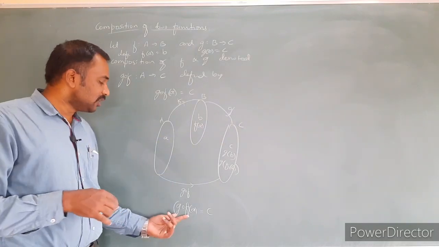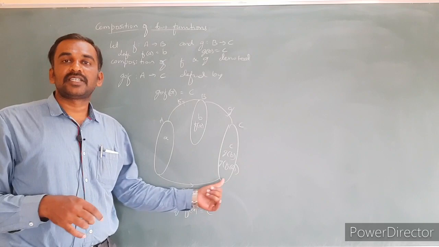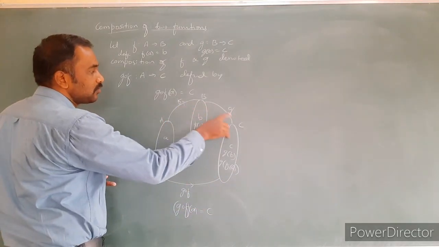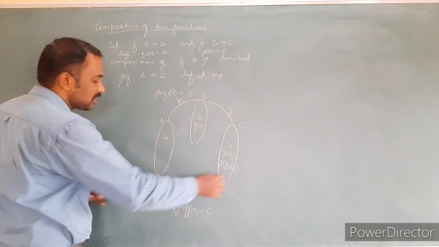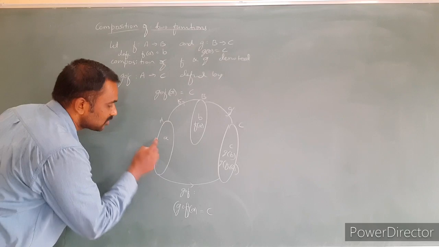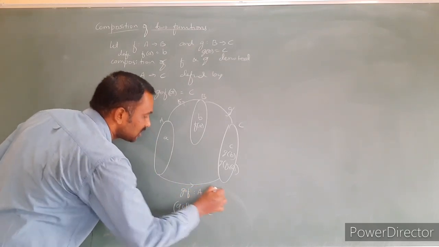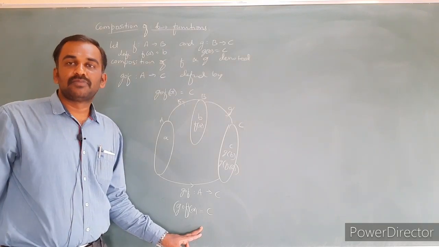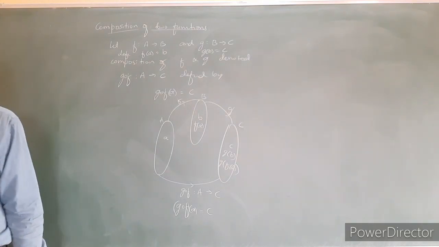But right now, G circle F is a single function. Here observe that this is the domain and this is the codomain. For the G function, this becomes from the set A to C. The domain set is A and the codomain set is C. So this is exactly the definition of the composition of the two functions.